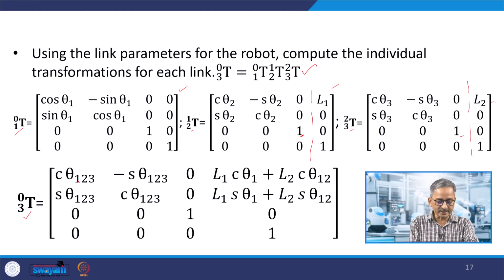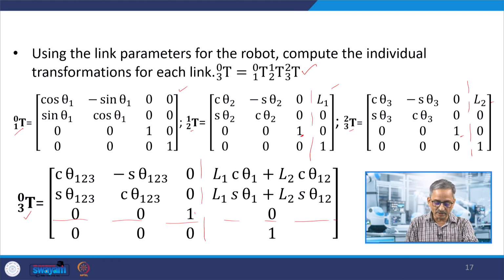Okay. So, this is the short notation: C theta 1 2 3 basically means cos of theta 1 plus theta 2 plus theta 3. So, this is there, and this matrix is actually a 4 by 4 matrix. So, this is the homogeneous transformation form.